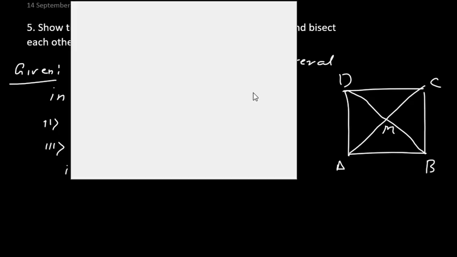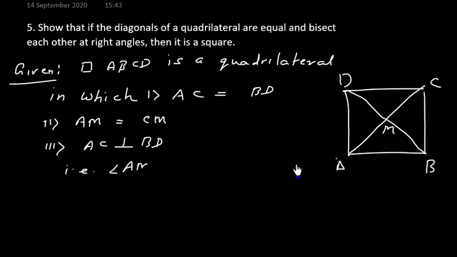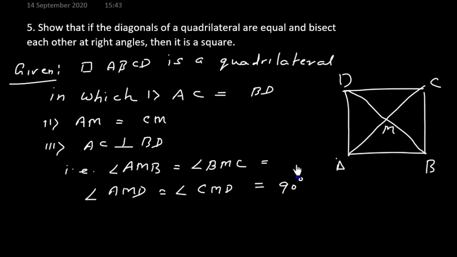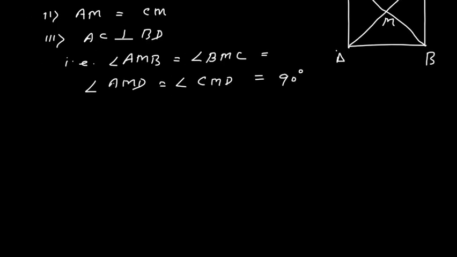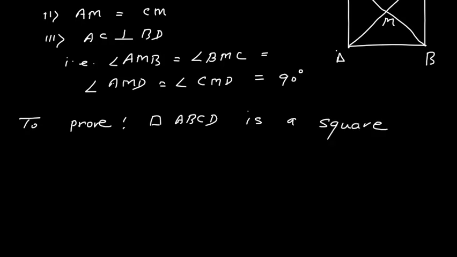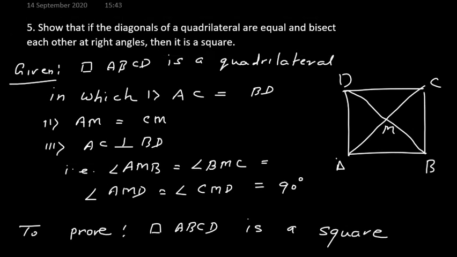That is, angle AMB is equal to angle BMC is equal to angle AMD is equal to angle CMD is equal to 90 degrees. So here each angle at the center is 90 degrees. Now to prove, we have to prove that this quadrilateral ABCD is a square. We have to prove that this ABCD is a square.